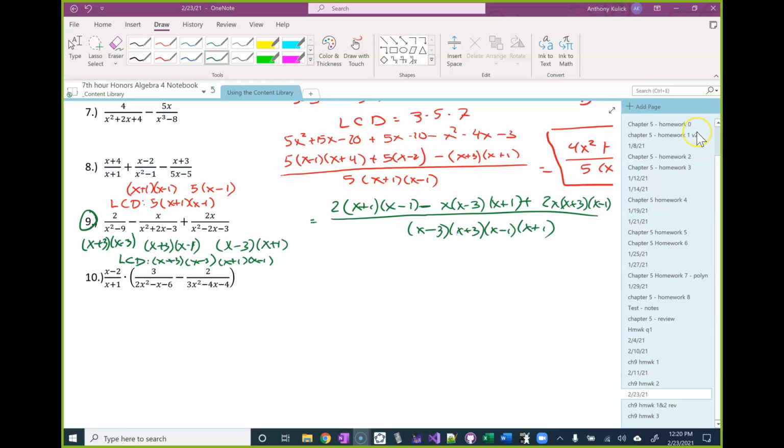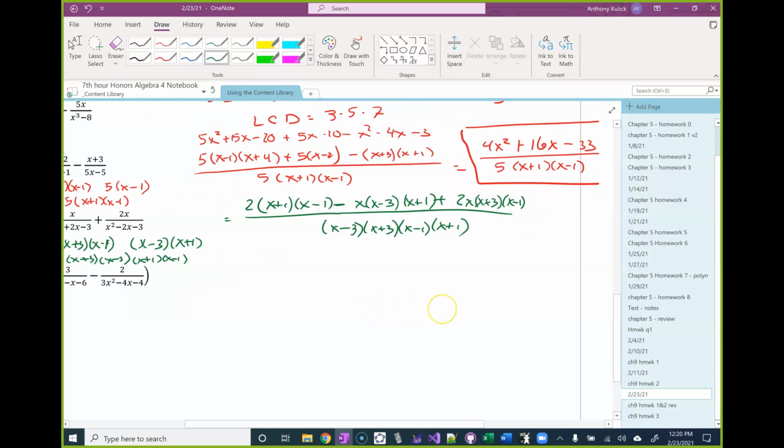And then that's going to give me negative x cubed minus, plus 2x squared plus 3x. And then the last piece is going to be plus 2x cubed plus 4x squared. So this is just foiled everything out.